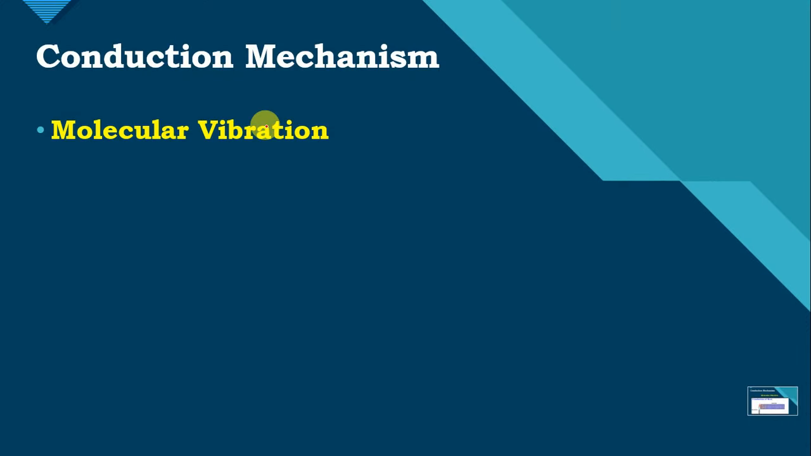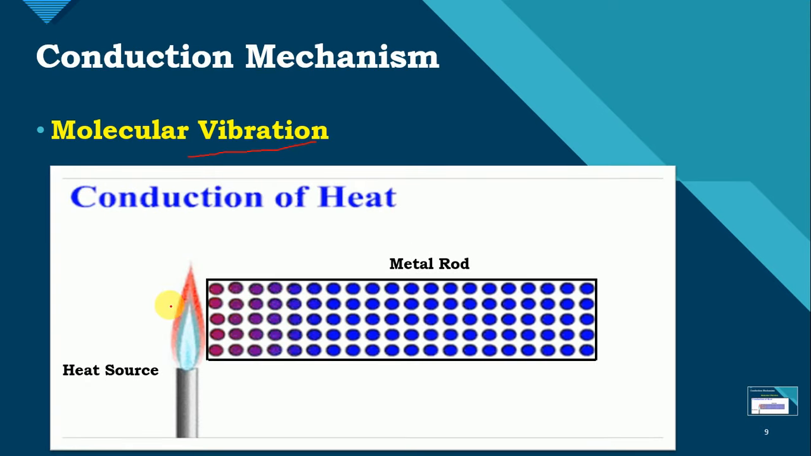Now in conduction there are two mechanisms. The first mechanism is called molecular vibration, and this we have already discussed. What is molecular vibration? If molecules are vibrating, then it is called molecular vibration. Let's understand this with this particular figure. What we have is one metal rod. This is the metal rod.